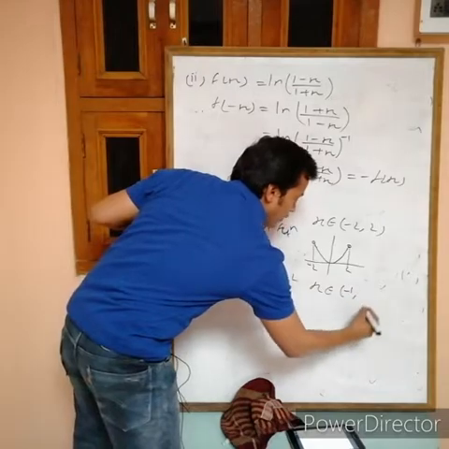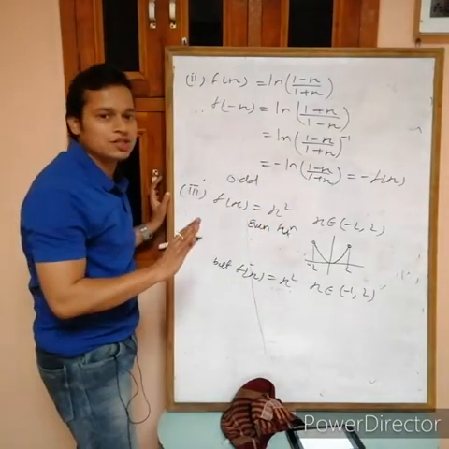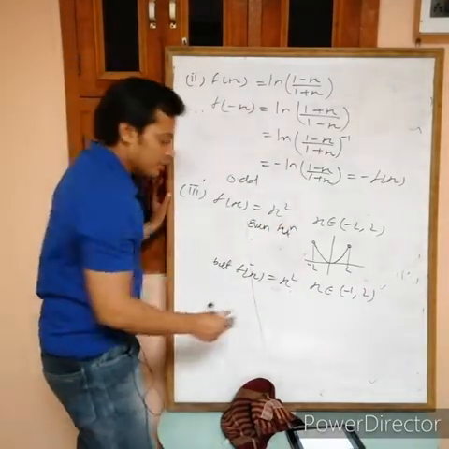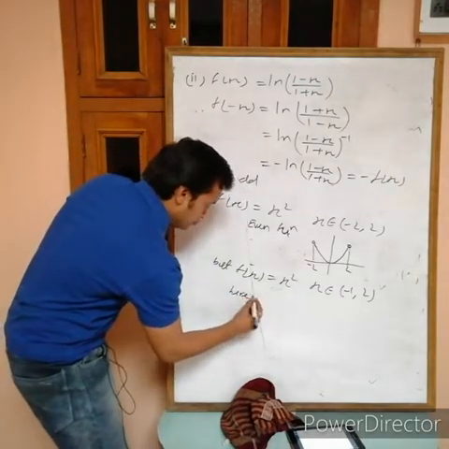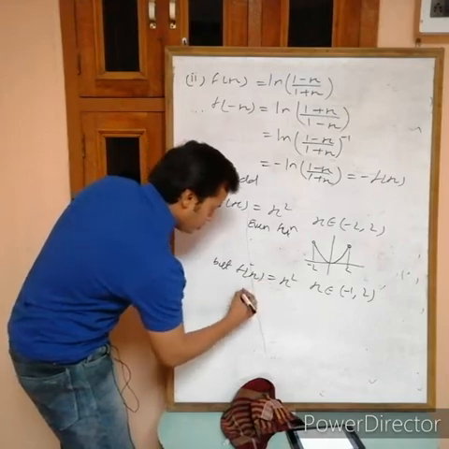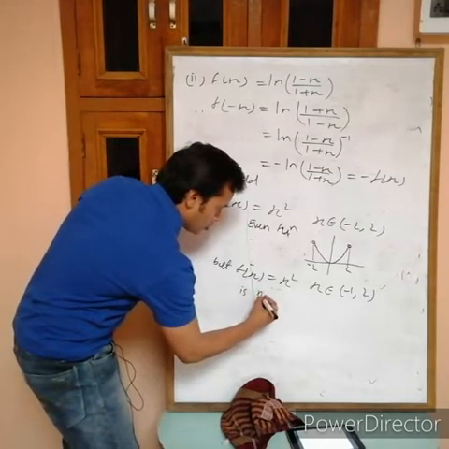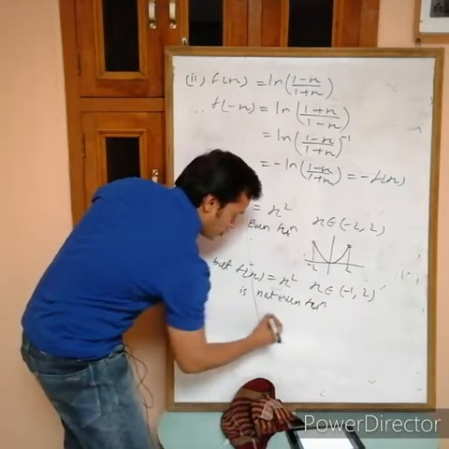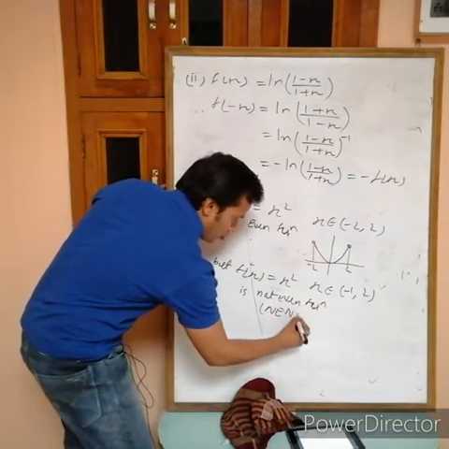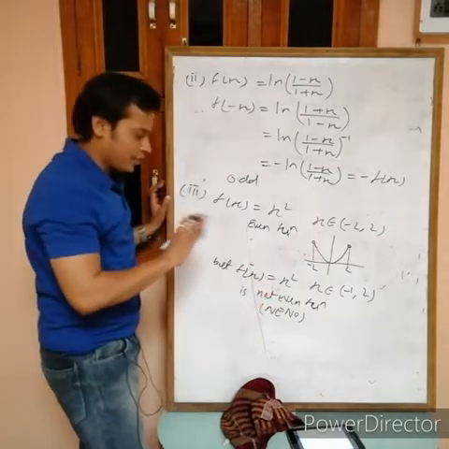Okay, now but suppose it is given that f(x) equals x square and x only belongs to (minus 1, 2). Now this is not an even function. Okay, see in this case this one is not an even function. Okay, this is neither even nor odd. Okay, why? I have a reason.